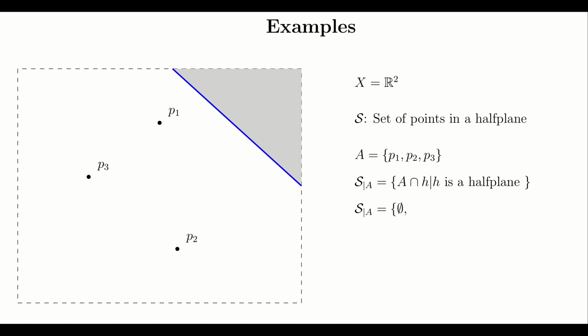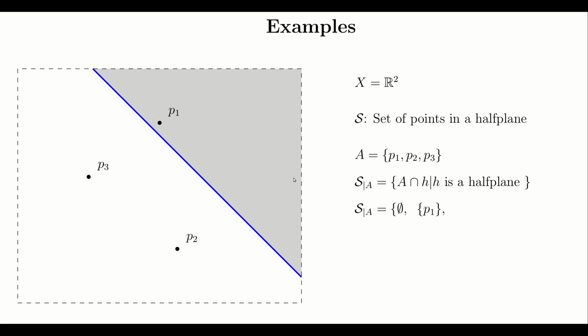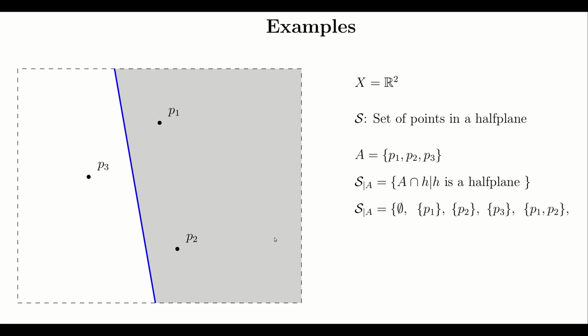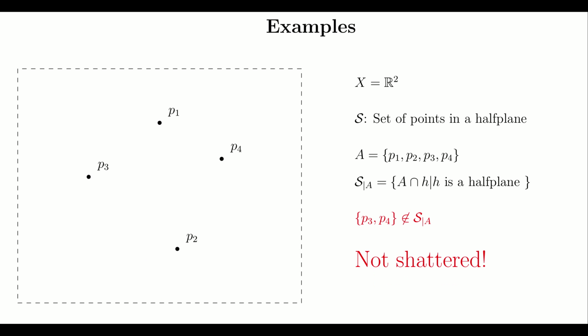Let's look at a few elements of this restriction. By intersecting this half plane with A, we get the empty set. By intersecting this half plane, we get the set P1. We get the set P2 here, P3, P1, P2, and so on. We can get all possible subsets of A. This means A is shattered.